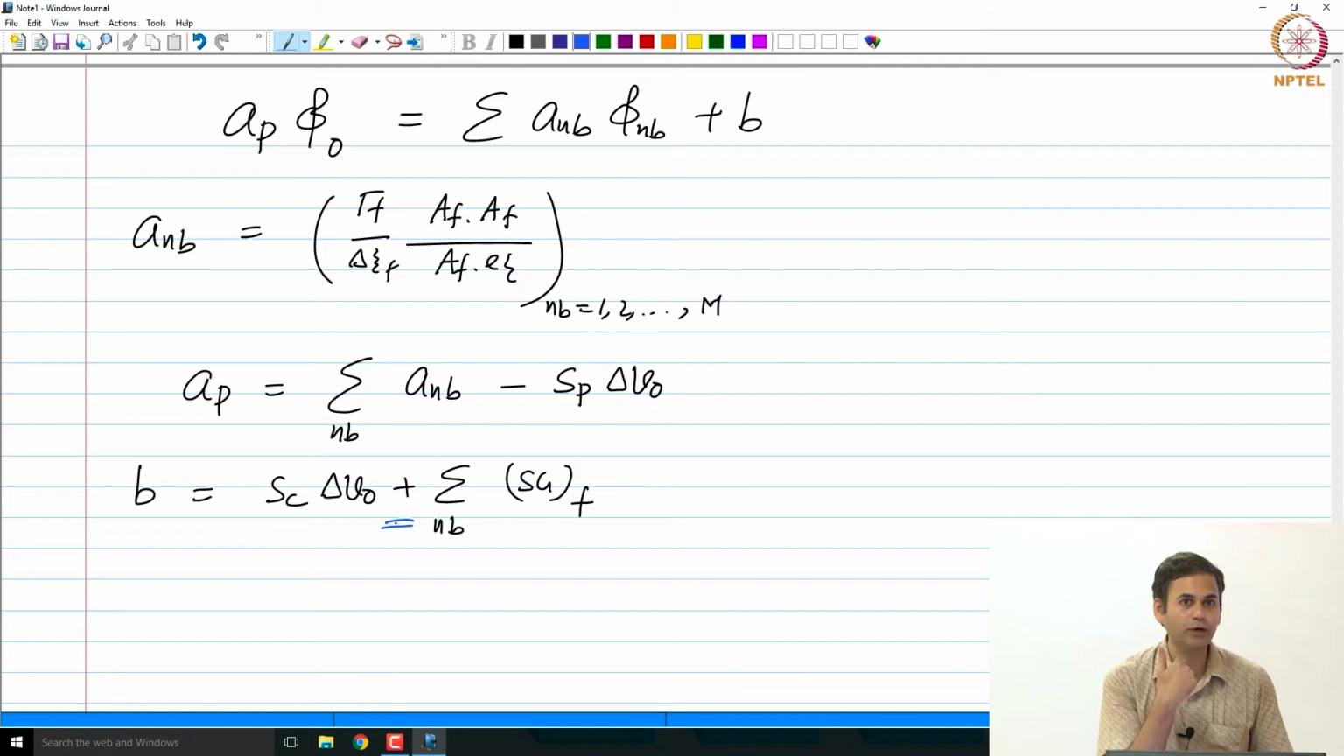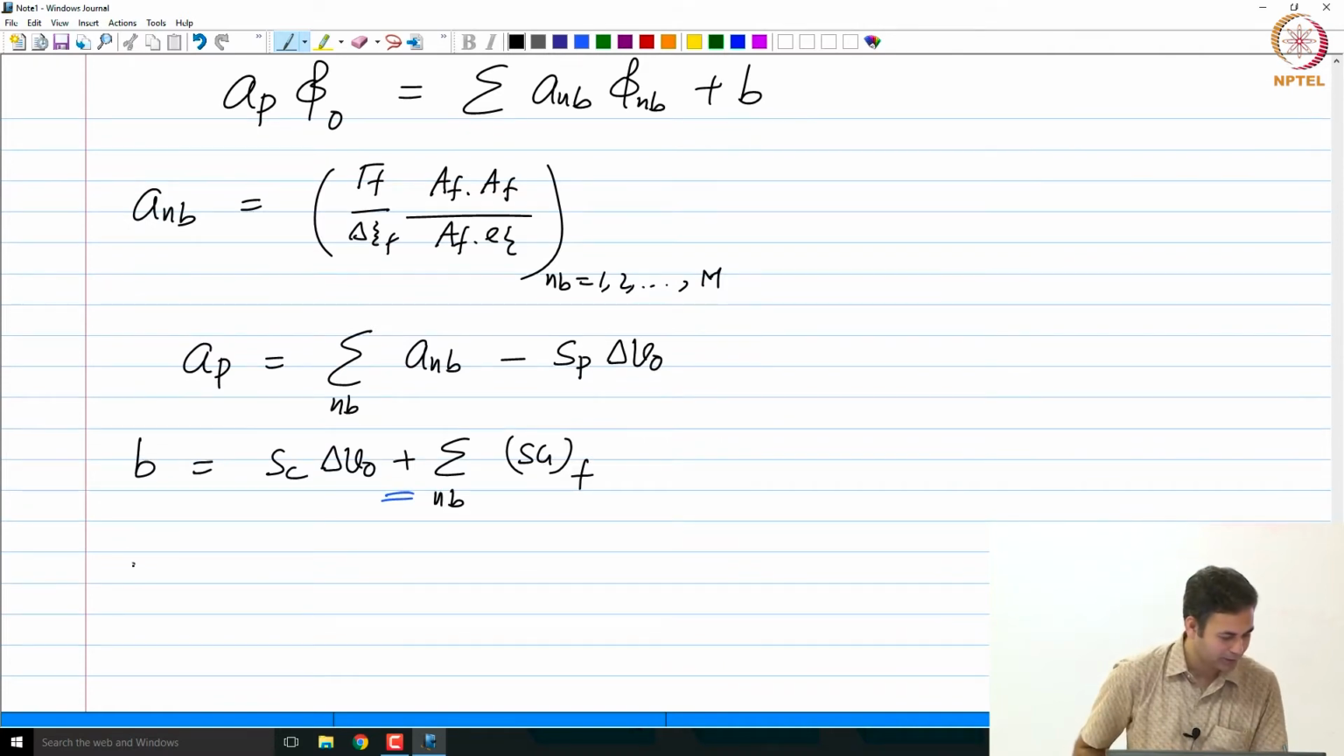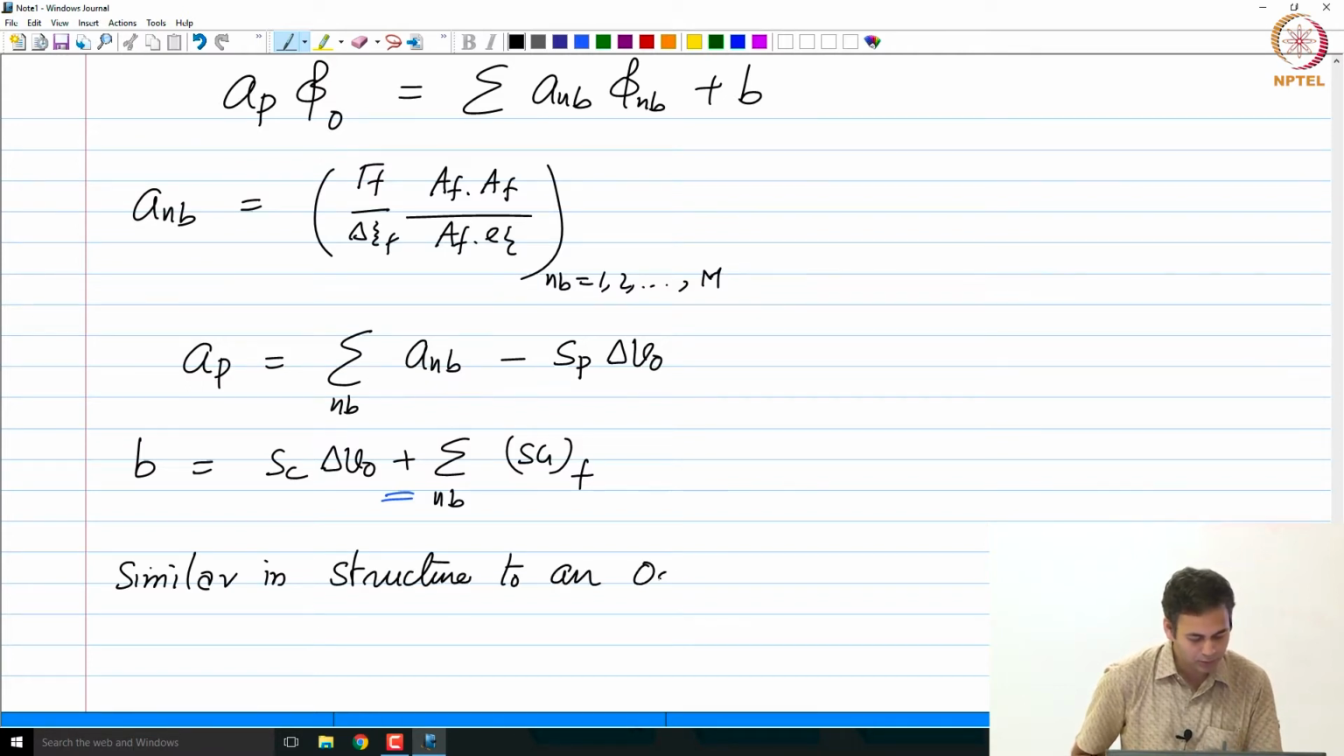So, the primary gradient went into a 0, a and b's and a p, secondary gradient went into b and the source terms, that is all, right. There is nothing left over. Okay. So, all these things are there. That means, if we look at it, the equation as such is very similar to the orthogonal system of equations, right. Even if we had an orthogonal system, we had a p phi p equals sigma n b phi n b, right. So, this is similar in structure to an orthogonal system, right.